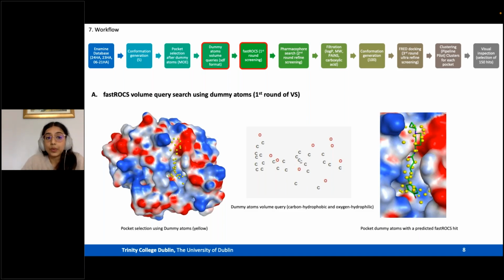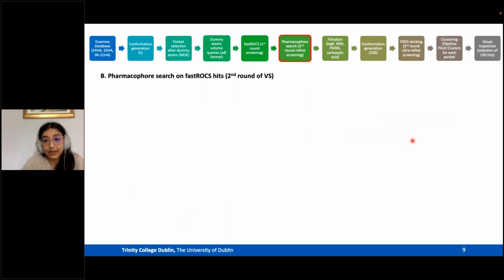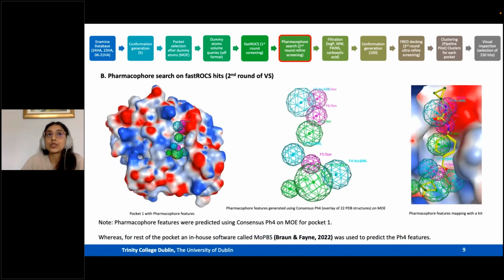So the output of the first round of virtual screening was really an input to the second round of virtual screening. The second round was the pharmacophore search screening. Pharmacophore features basically describe the properties of a ligand that help the ligand to make good interactions with the protein residues. In order to generate the pharmacophore features, we used the 22 actives overlaid on crystal structures and generated a consensus PH4 on MOE.